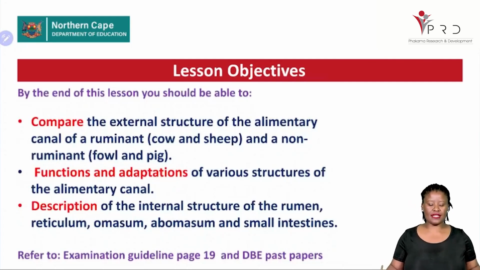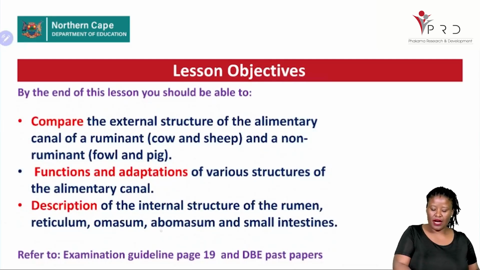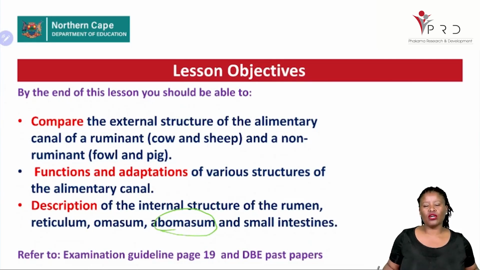Secondly, you are expected to understand the functions and adaptations of various structures of the alimentary canal. If you mention the rumen, you need to look at how it is structurally suitable for its function. Lastly, you are expected to understand the internal structure of the rumen, the reticulum, the omasum, the abomasum, and also the small intestines.